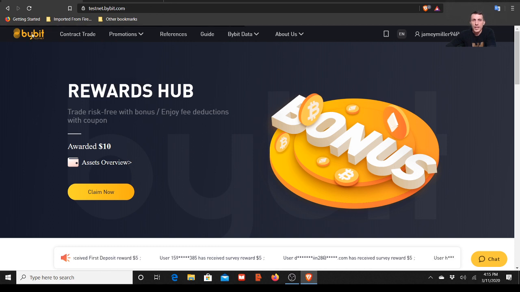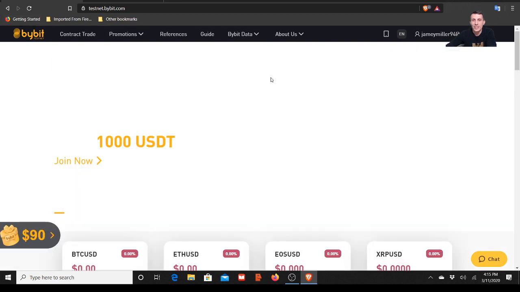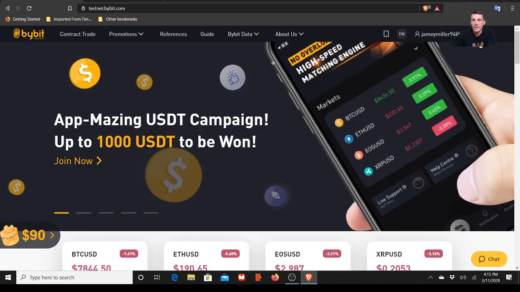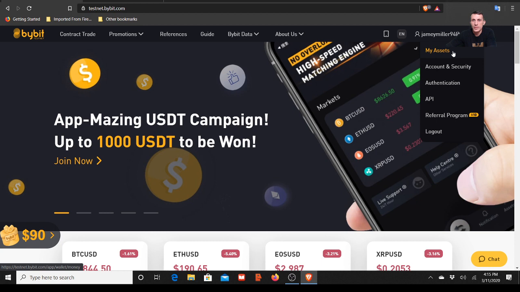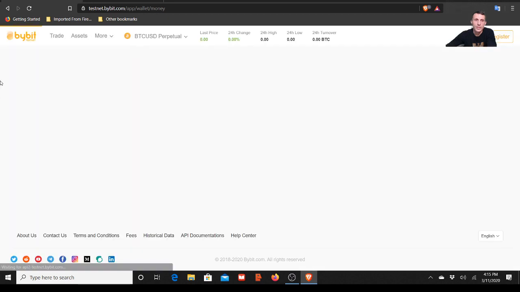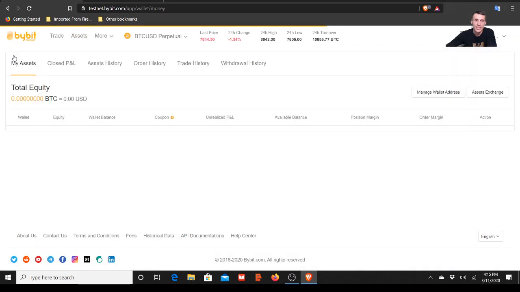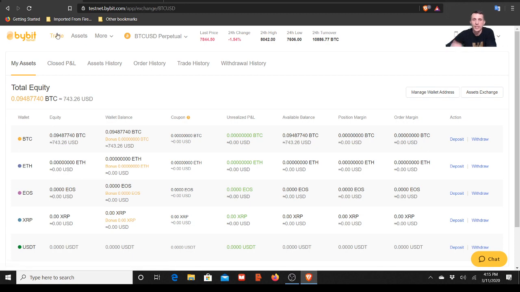Click your Bybit icon up here in the top left to get back. Oh, maybe not. Go to my assets. To get back to the trading part, you may have to go into my assets, come back through, and then hit your trade.